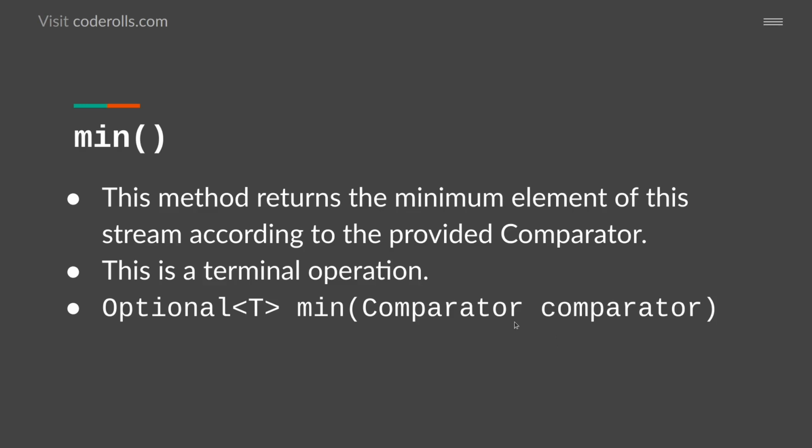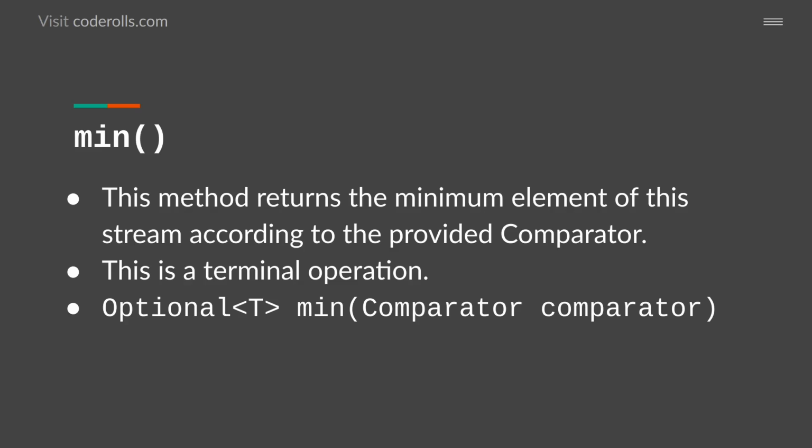Hey, welcome back. In the previous video, we have seen the Optional class from Java 8. Now, we will come back to stream methods and we will see some terminal operations again. This time, we will see the min and max methods. These are two simple methods from the streams and we will see both one by one.